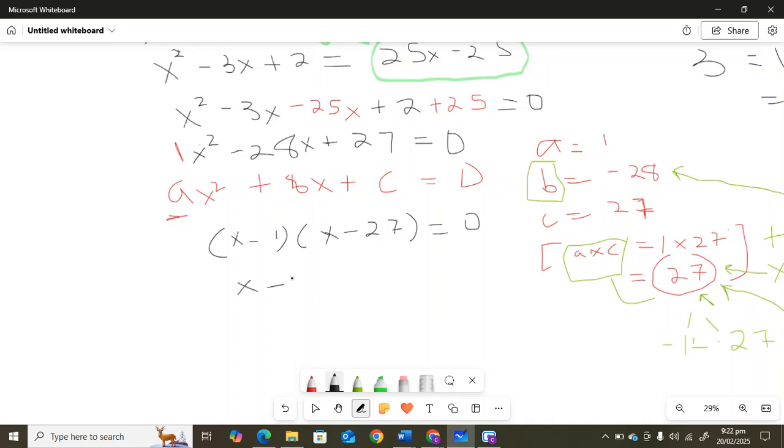Okay, so we just solve, because remember with a quadratic equation, you're always going to get two values. Since there's to the power 2 here, you get two values. If it's to the power 3, you get three values. If it's to the power 4, you get four values.